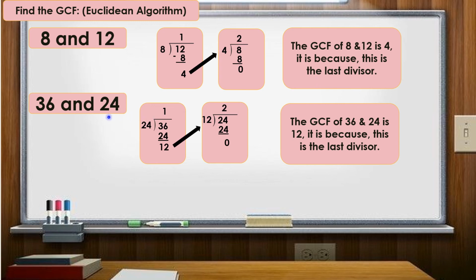Next, to make it clear, another example is 36 and 24. So again, the bigger number is 36 and 24 is the smallest number. You need to divide. After that, you need to subtract. And then again, 12 will become your divisor, and your new dividend will become the previous divisor. So as you can see here, you divide and then you got no remainder. Therefore, the last divisor is 12. Therefore, that is the GCF.